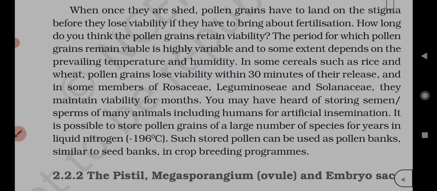The protoplast of the male gametophyte divides mitotically to produce two unequal cells, a small generative cell and a large vegetative cell. The generative cell divides later into two non-motile male gametes or sperms. Thus, the male gametophyte in angiosperms produces two sperms and a vegetative cell. The vegetative cell later on grows to produce the pollen tube.